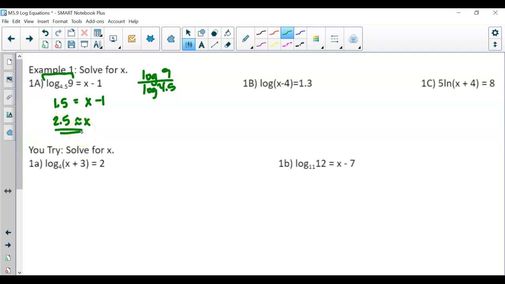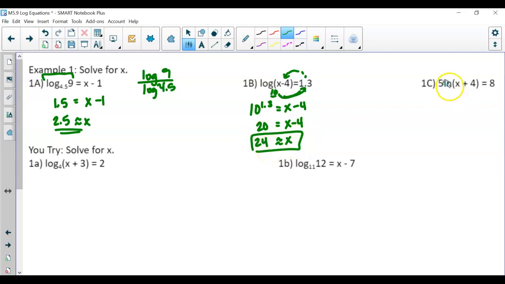Now here, can we use change of base? No, because notice how x is within the log here. And this is a common log, so the base is understood to be what? 10. So here we've got a base 10. So 10 is being raised to the what power? 1.3. So 10 to the 1.3 is equal to what? Not just x, right? x minus 4. So now here, 10 to the 1.3, you get about 20 is equal to x minus 4. So x is approximately, add 4, get approximately 24.